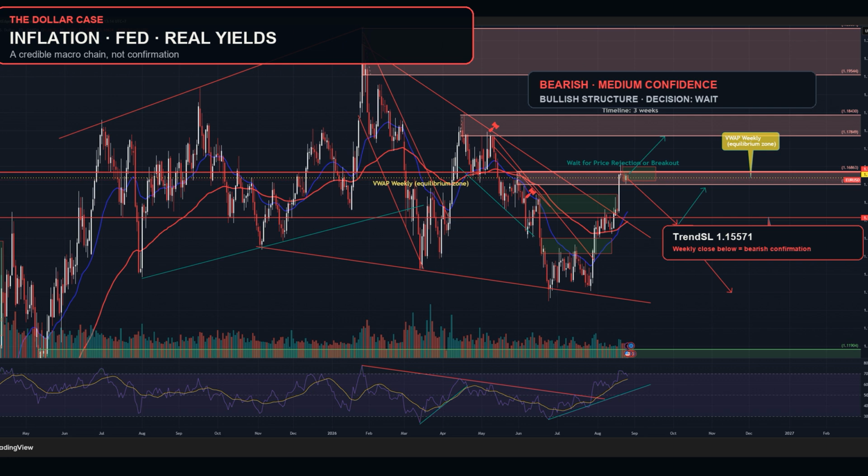The transmission mechanism is straightforward. Firmer rate expectations support yields. Higher relative yields support dollar demand, and that places pressure on the euro-US dollar exchange rate.